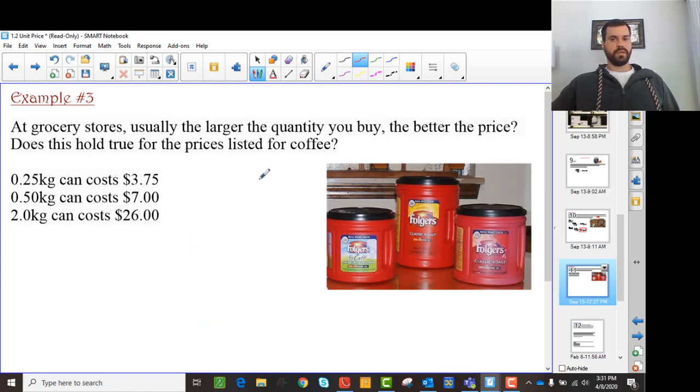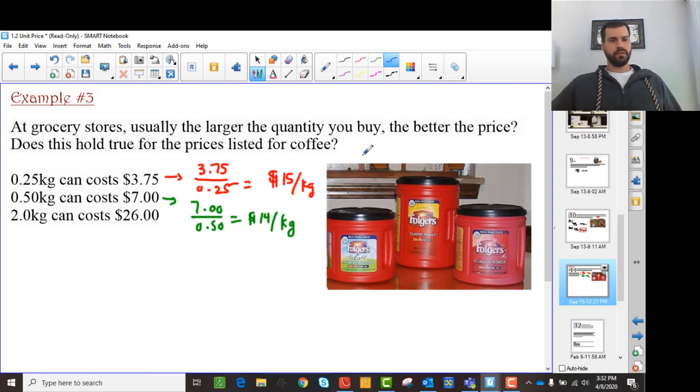Okay, if you look at this one, it says 3 different types of coffee. What's the best price? Okay. So at grocery stores, it says usually the larger quantity you buy, the better the price. So we want to know, is that true? So I take 375 first and divide it by 0.25. And that gives me $15 per kilogram of coffee. If I do this guy, I take 7 and divide it by 0.5. So that gives me $14 per kilogram.